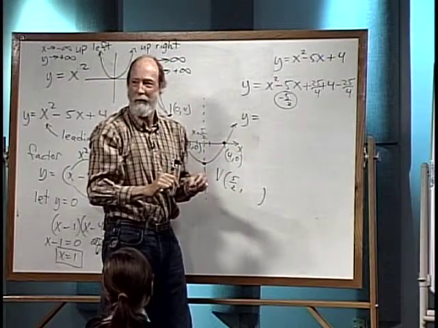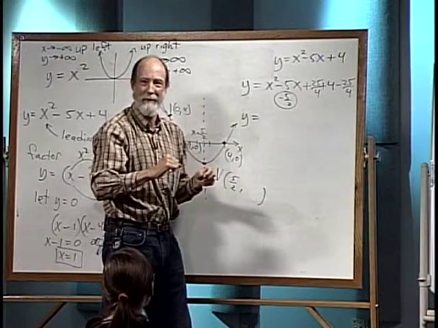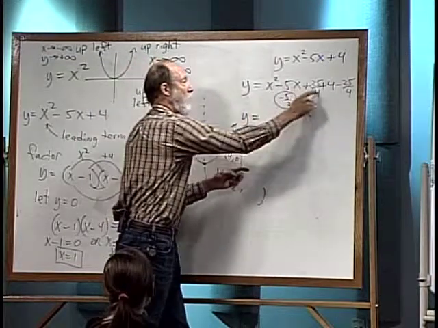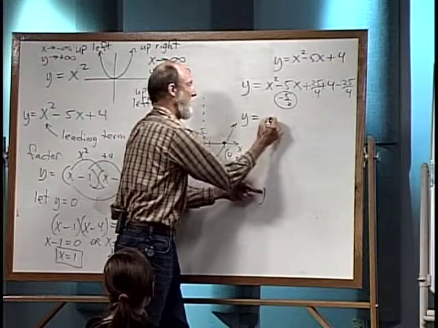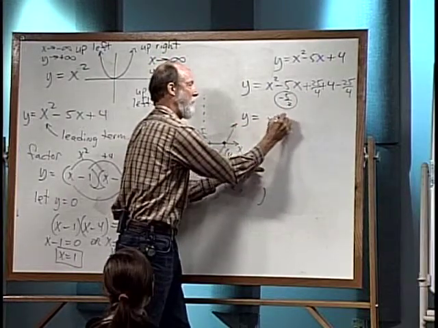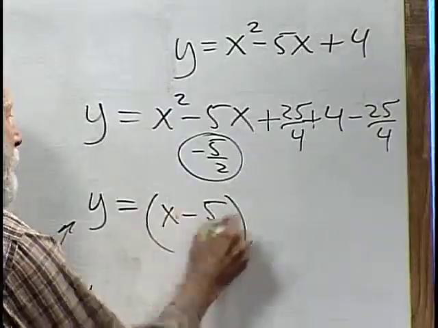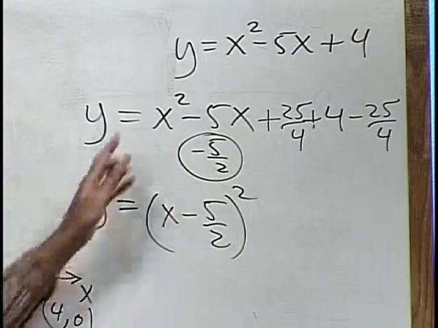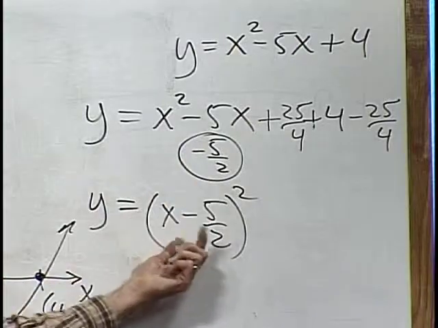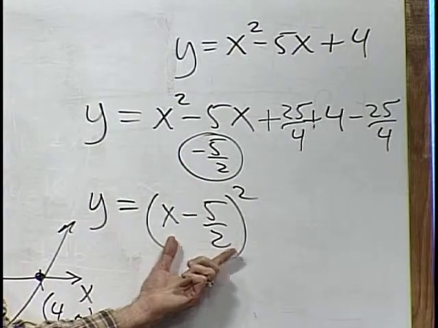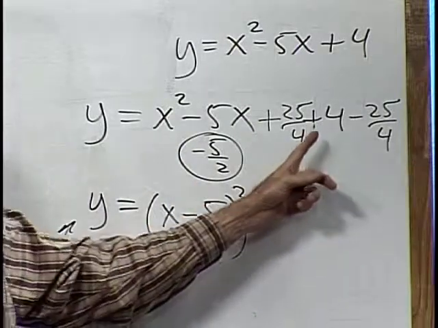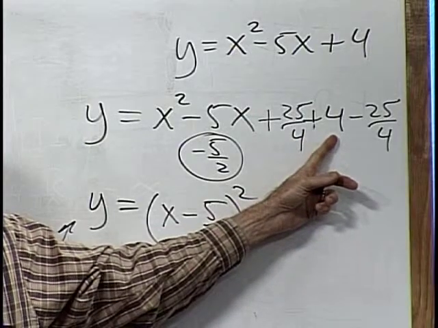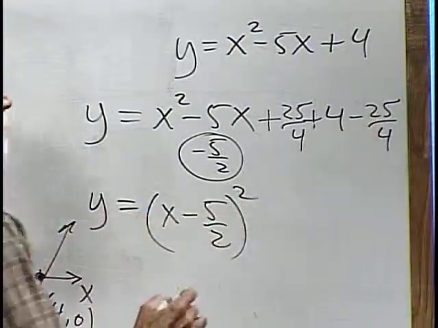If you're watching the DVD, you can repeat that sentence over again. This is a binomial square, and it is x minus 5 halves quantity squared. Those first 3 terms turn into this. Okay? Don't forget, off the tail end there, we still have 4 minus 25/4.